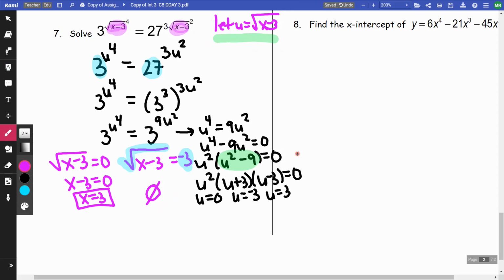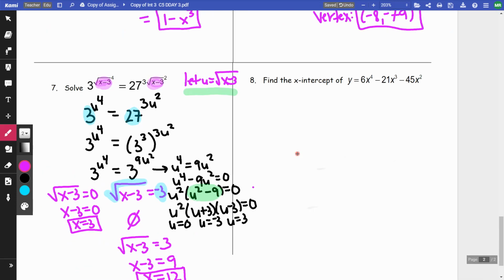On the last one, we're going to have the square root of x minus 3 is equal to 3. We can work this out. We square both sides, we get x minus 3 equals 9, and I add 3 and I get x equals 12. So I have a 12 and a 3 as an answer.